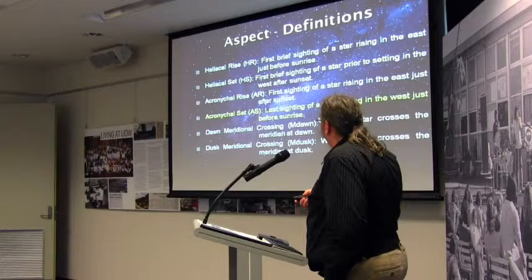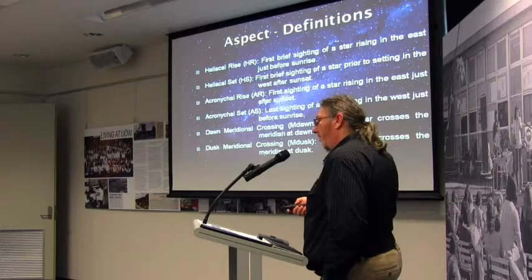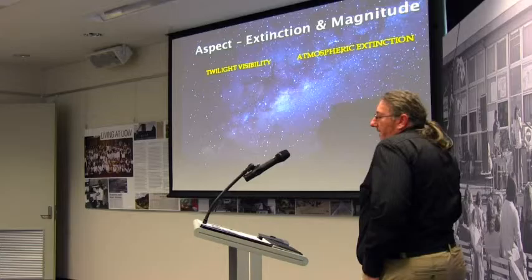So I'll scroll through these. We've got the chronicle rise and set and the meridional crossings of those stars. And there's another little aspect we have to take into account, and that's the stellar extinction and magnitude of these stars.